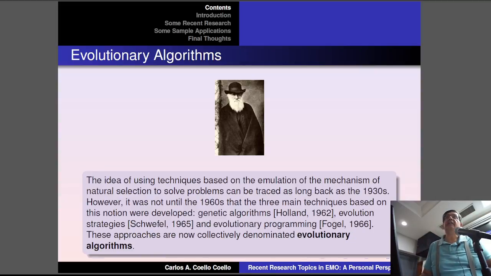This motivated the use of evolutionary algorithms, which actually started in 1985. That was the first attempt to use evolutionary algorithms in this domain. Evolutionary algorithms, in case you are not familiar with them, are stochastic search techniques.